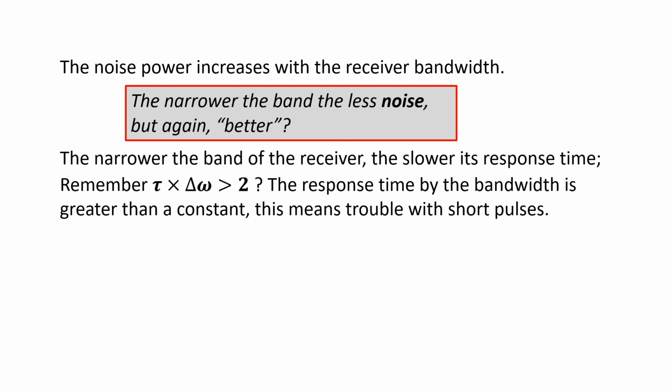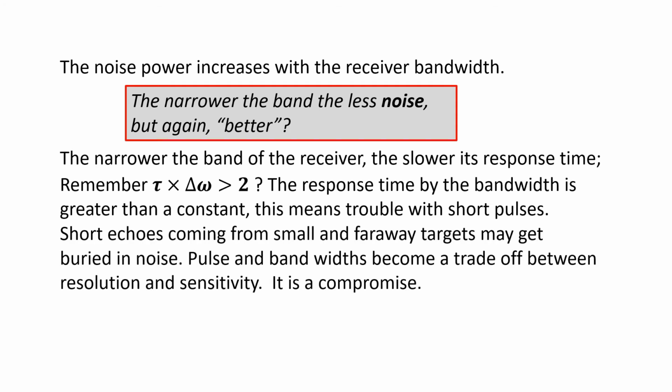Remember that product of tau by delta omega being greater than 2? The response time by the bandwidth is greater than a constant. This means trouble with short pulses. Short echoes coming from small and faraway targets may get buried in noise. Pulse and bandwidth become a trade-off between resolution and sensitivity. It's a compromise.